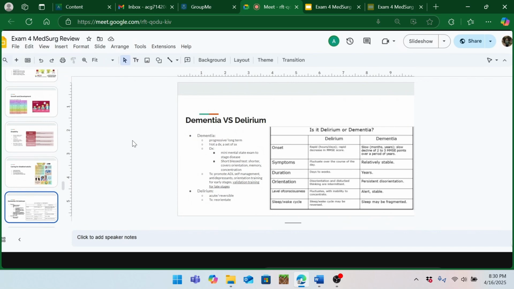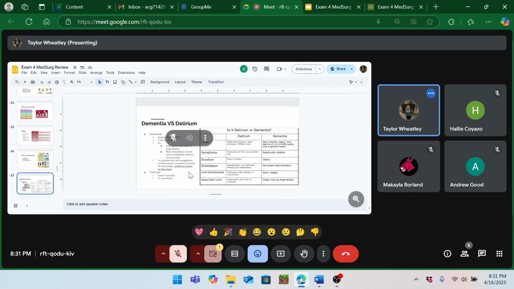And dementia versus delirium. Dementia was on your Kahoot. It's a symptom, not a diagnosis. It is a symptom of Alzheimer's or sometimes delirium. Dementia, though, is like a slow decline of their mental status over a period of time. Delirium is a rapid onset of the symptoms. Delirium is often reversible, but dementia is not.